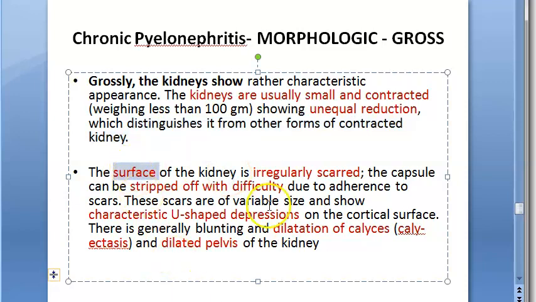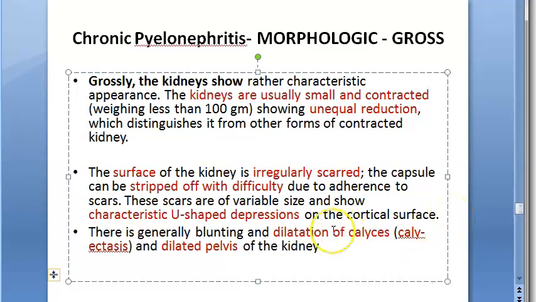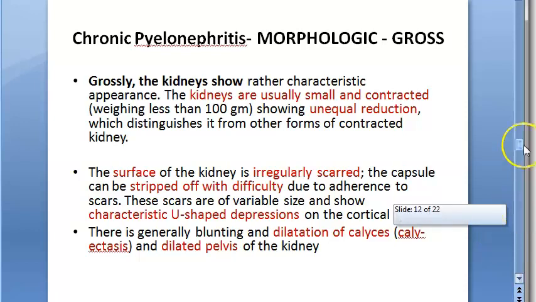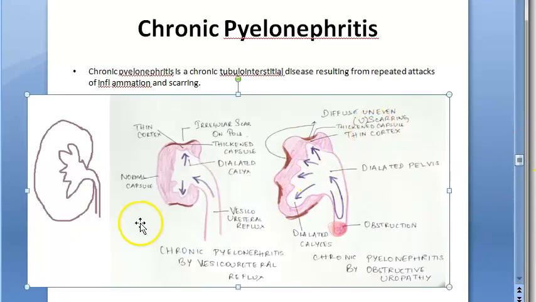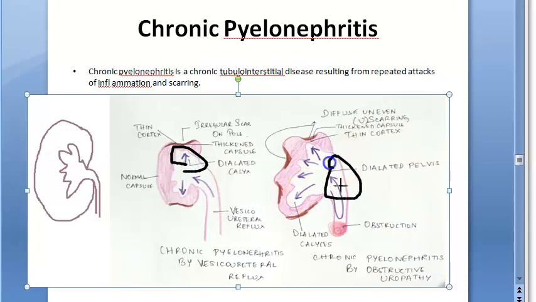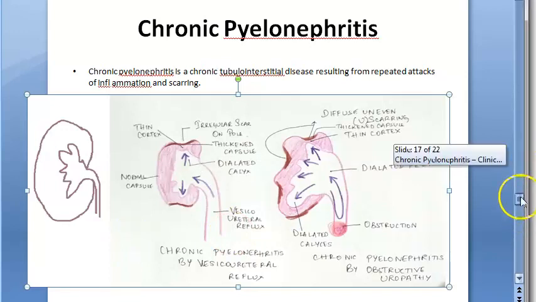What happens to the surface of the kidney? You already saw that it has U-shaped depressions. There is irregular scarring. And coming to the inside, you can see that there are dilated calyces and a dilated pelvis. You have seen it in the diagram already. If you did not, see here, the calyces are dilated and also the pelvis is dilated. So dilated calyces, dilated pelvis, all these you will write in the gross. Let's move on.